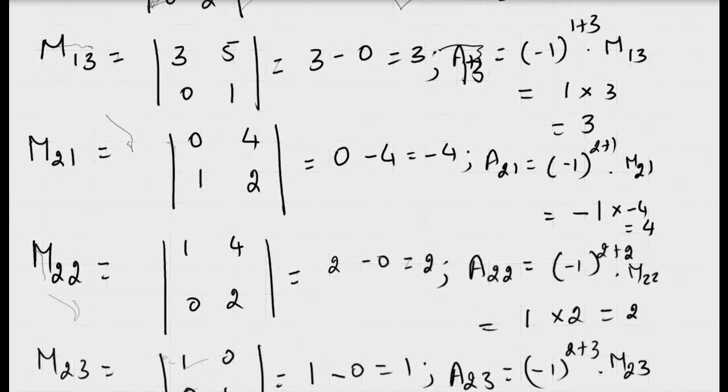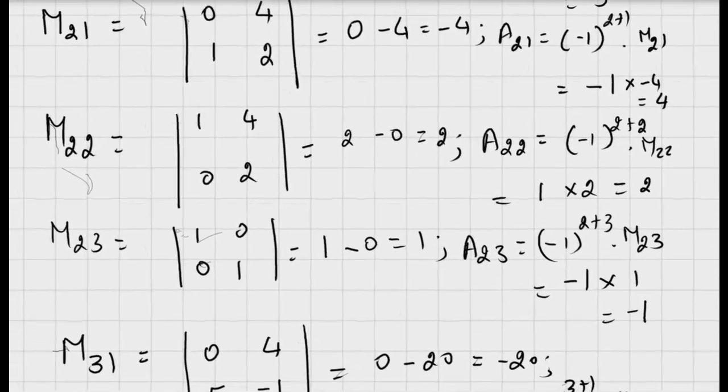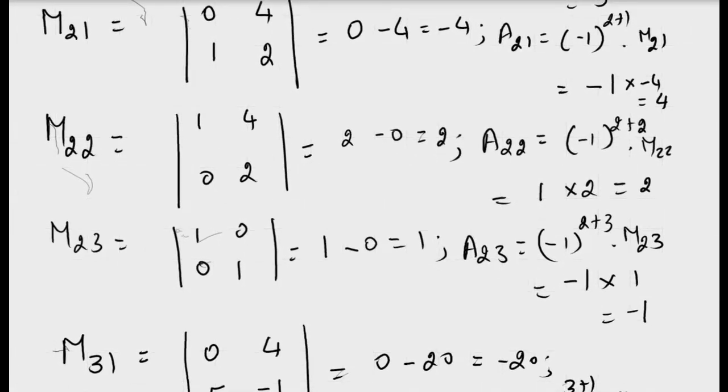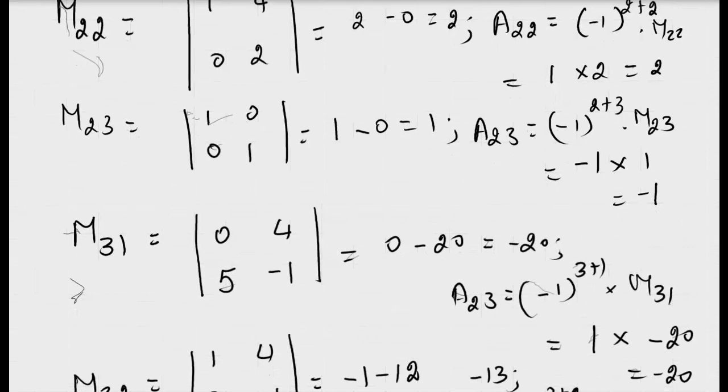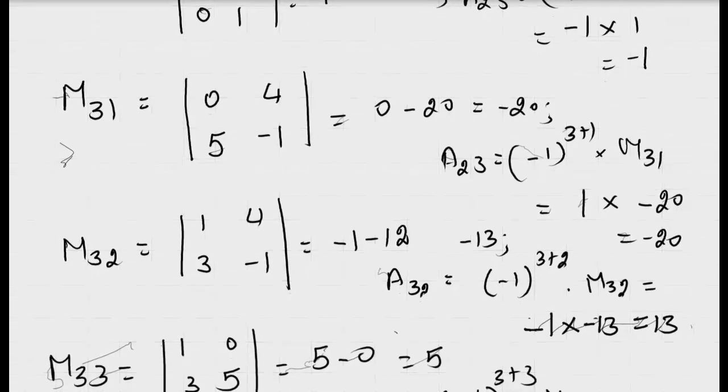M21 is equal to minus 4. A21 is equal to minus 1 to the power of 2 plus 1 into M21, which is minus 1 into minus 4, 4. M22 is 2 minus 0, 2. A22 is 1 into 2, which is equal to 2. M23 is 1 minus 0 is 1. A23 is minus 1 into 1, which is equal to minus 1. M31 is equal to 0 minus 20, which is minus 20. So, A31 is 1 into minus 20, which is equal to minus 20.